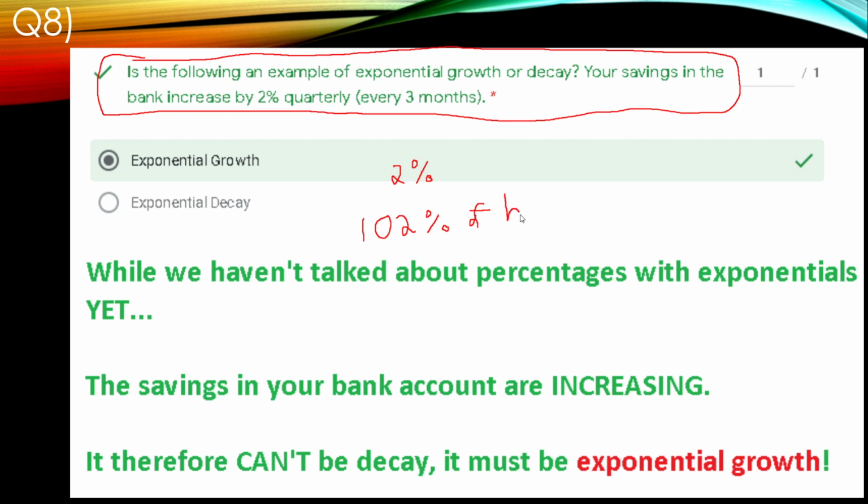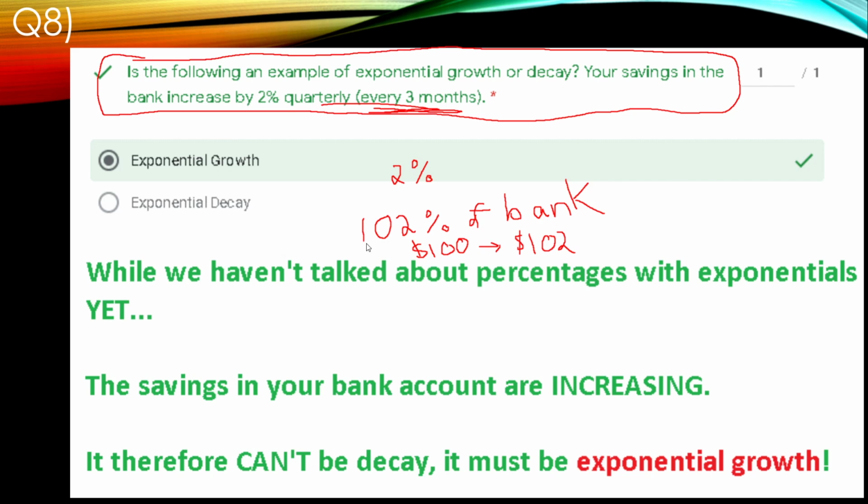Right? If you had $100 in the bank and you know you're going to get 2% interest every 3 months, well, that means that your $100 is going to turn into $102. So it increased by 2%, but it's really 102% of what you had to start. Right? You had $100 at the start, so 100% of $100 would be $100, and then we had that extra 2%.